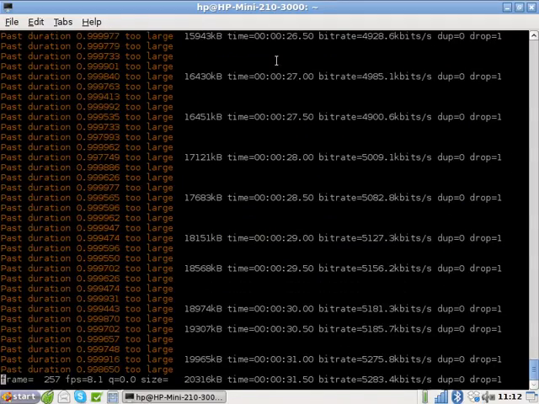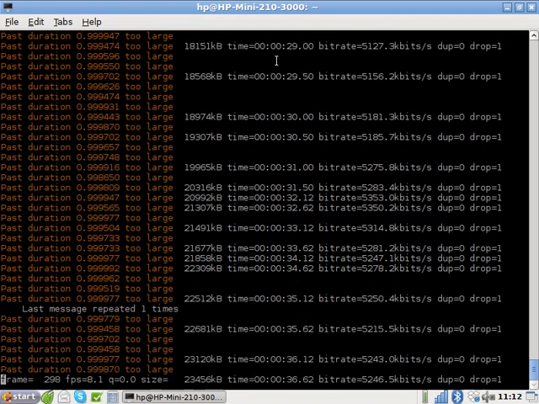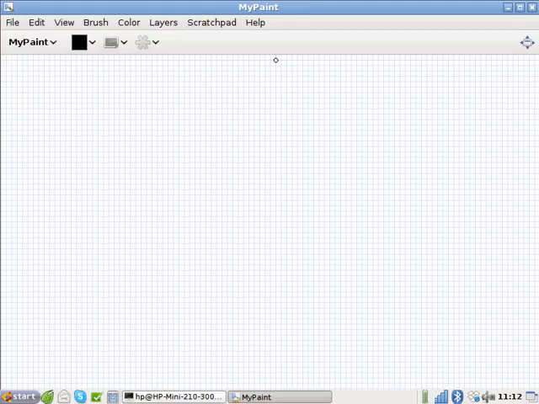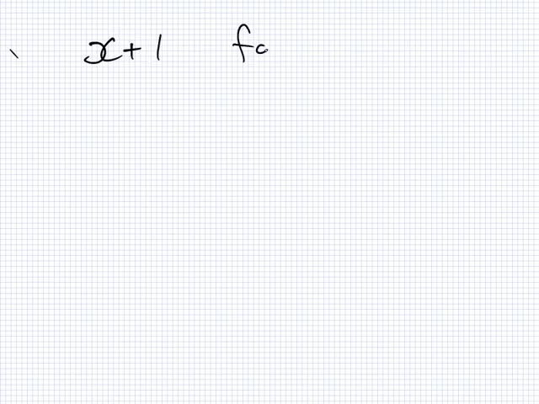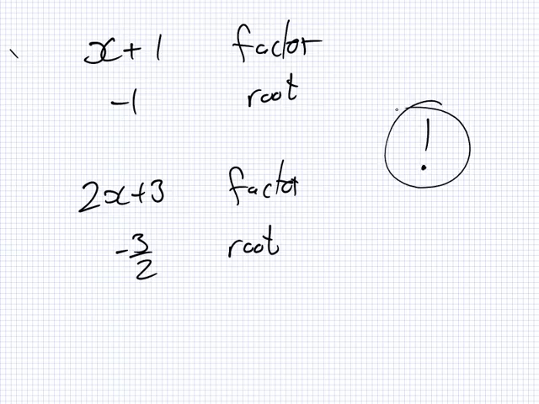But you need to be careful in the exam because sometimes they say factor and sometimes they say root. So if you mix them up, you might not get full marks, okay? So just be careful of the difference between factor and root. So this is a factor, but this would be a root. And for example, if this is the factor, what would be the root? Minus 3 over 2 would be the root. Okay, so just please be careful with those two words.